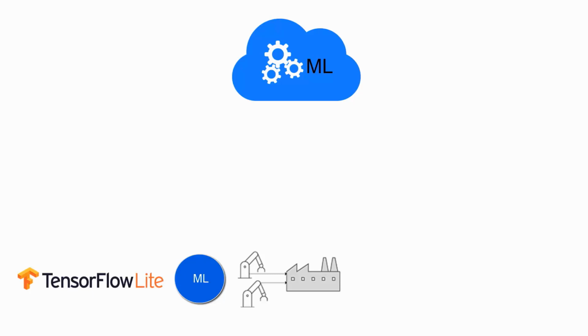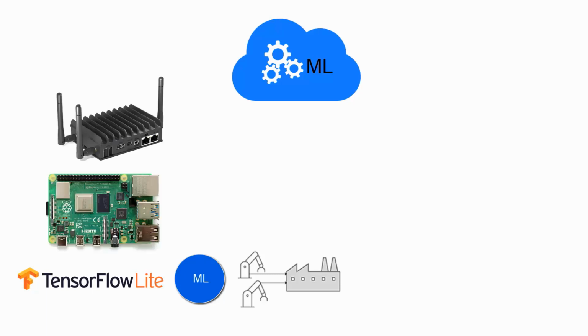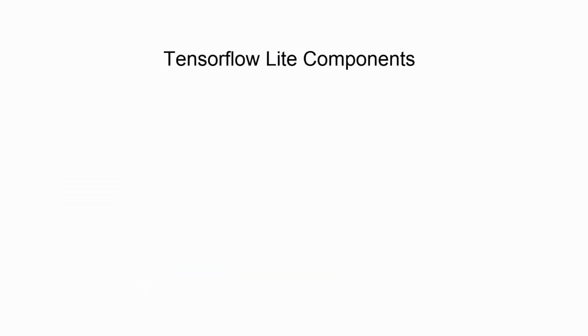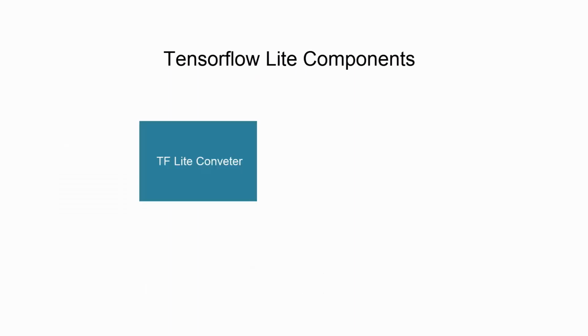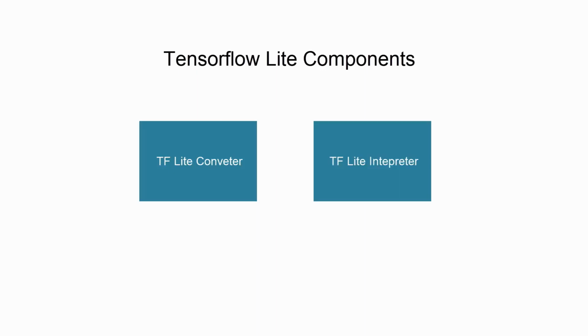This is why Tensorflow Lite was created. It allows developers to run machine learning models on embedded and IoT devices. Hence, it would be ideal to deploy on devices at the factory floor. Tensorflow Lite consists of two main components. A, a converter, which is used to convert and optimize TensorFlow models into a form that can be run efficiently on small devices. B, an interpreter, which is used to run these optimized models on a variety of hardware.